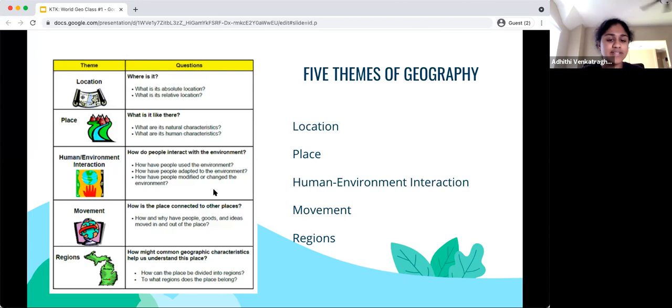And lastly is regions. We're going to go over regions in a minute because there are many different types of regions. So how might common geographic characteristics help us understand this place? How can the place be divided into regions, and to what regions does the place belong? So are there any questions on these 5 themes of geography, what they might represent, what are their applications in the real world, anything at all?